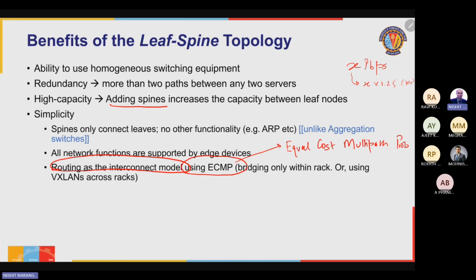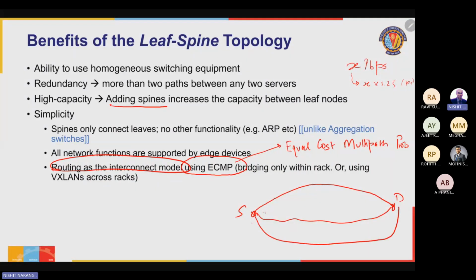So in general, what does OSPF do? OSPF runs Dijkstra's algorithm. So given a network graph, it will find the lowest cost path between a source and a destination. That's what Dijkstra's algorithm does. That's what OSPF relies on. But what if there are multiple equal cost paths through the network? Normally, OSPF will just pick one of them.